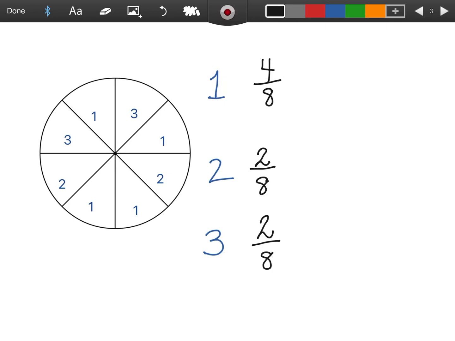We can make sure we've done it right because if we found them all, all the numerators should add up to 8, because that's how many spaces. So 4 plus 2 is 6, plus 2 is 8. All right, we've got them all.